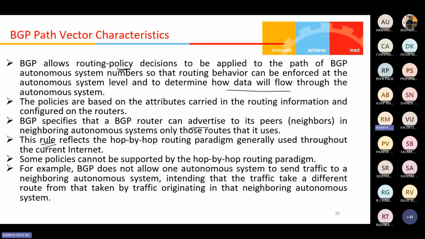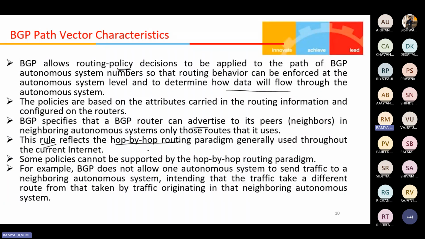So the routers can tell the neighbors about valid, reachable routes, and also trustable routes. So it will be reducing the risk. And also the hop-by-hop routing paradigm will be provided. So routing decisions will be made hop by hop, and each autonomous system will be deciding the next hop.